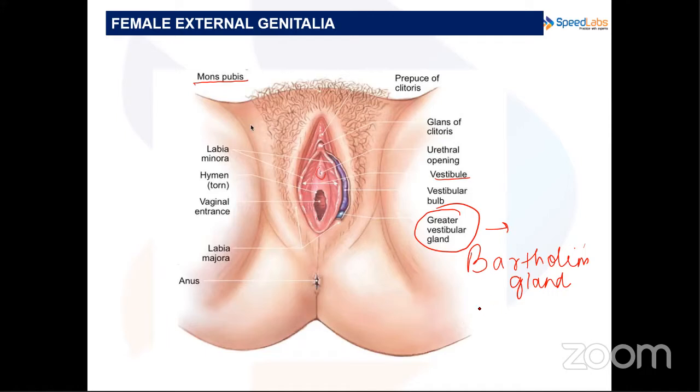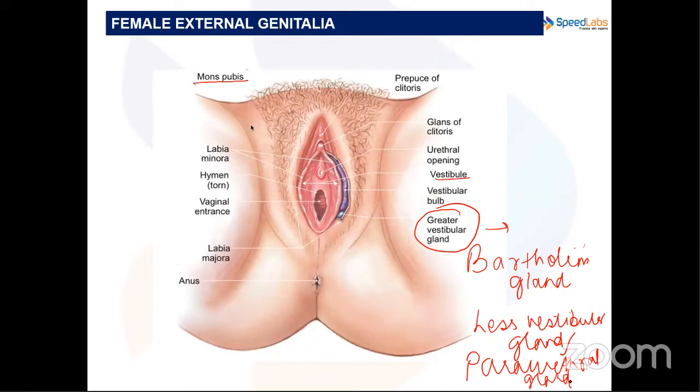There's another gland which is called the lesser vestibular gland, which is also called the paraurethral gland. So this is near the urethral opening, while the greater vestibular gland is near the labia minora. All right. So near the vaginal orifice, you can say these glands are there, and they produce mucus.